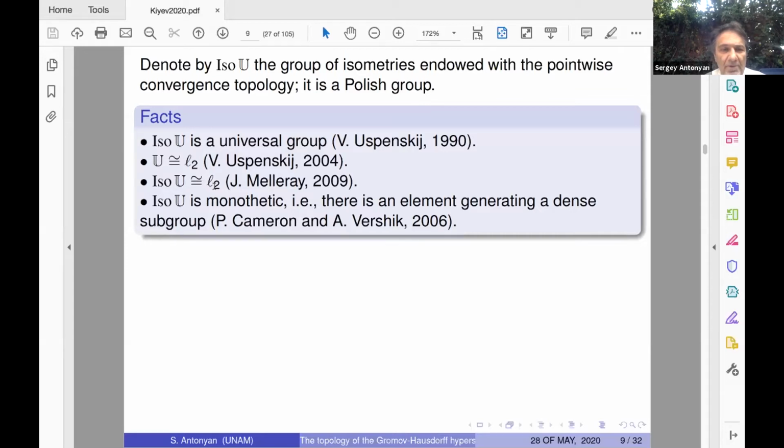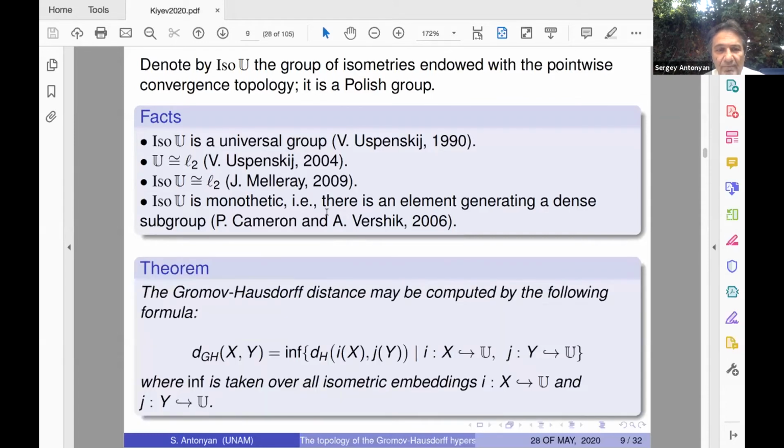And another good result is by Cameron and Vershik. This is a huge group. It is not, of course, locally compact, not Lie, but it is monothetic in the sense that there is an element generating a dense subgroup of U. This was proved by Cameron and Vershik.